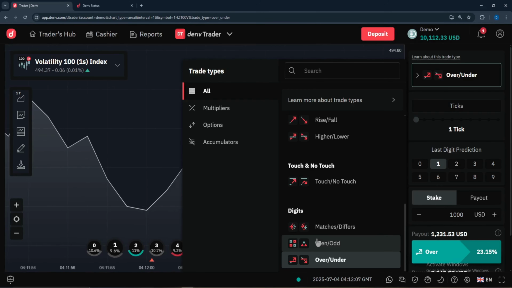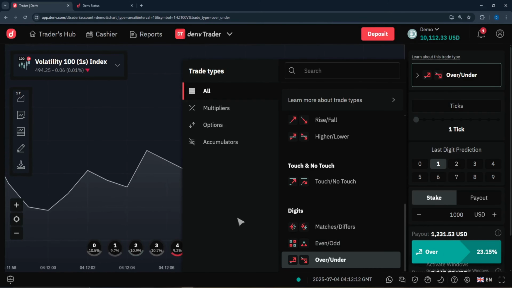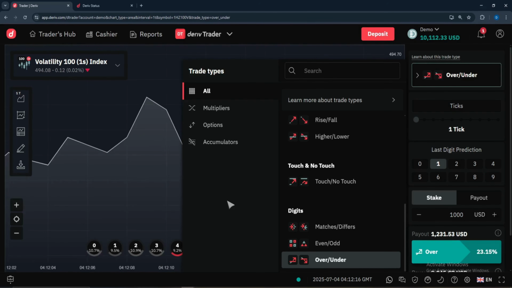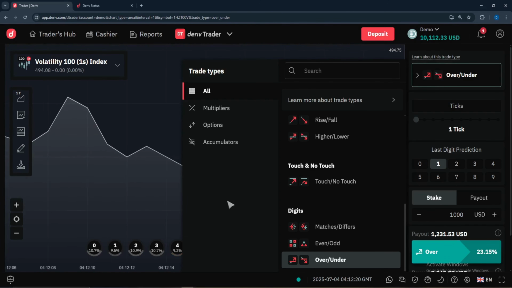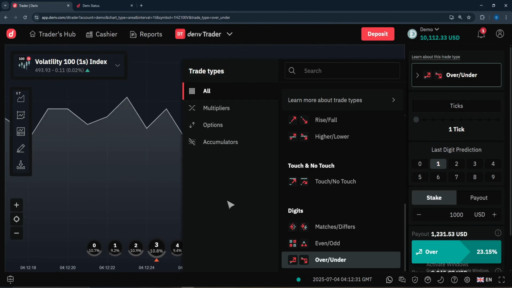But guys, if you're wondering what is the best trade type to start trading with in Deriv, start with either over under or rise and fall. And if you have to choose between the two, I say choose over under, because that is actually a very good trade type. Yeah, so guys, that is the best trade type you can start with in Deriv. The tick number, always use one tick. And always use the volatility 1S index, which is very fast and will prevent you from incurring unnecessary losses.